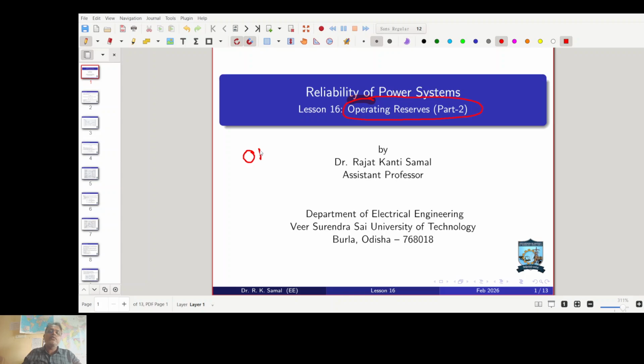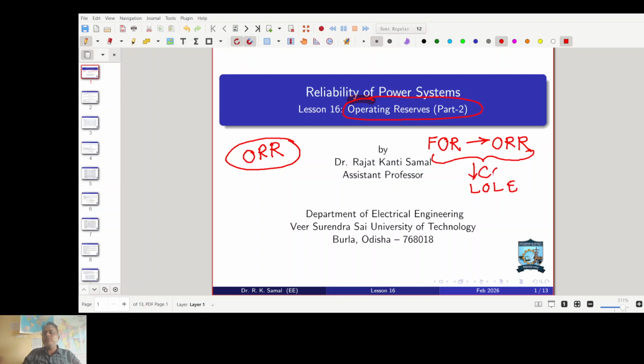Last lesson you have been introduced to the concept of outage replacement rate. You have understood that for the operational phase the forced outage rate is replaced with outage replacement rate for reliability evaluation computation. Or in fact the COT comes in between, and we have seen a problem in the last class.